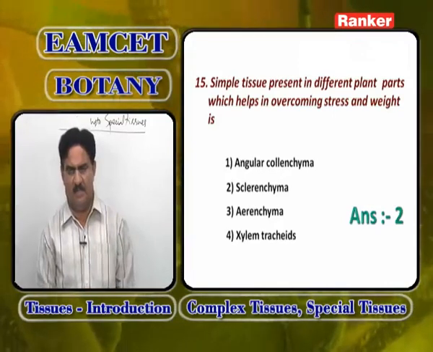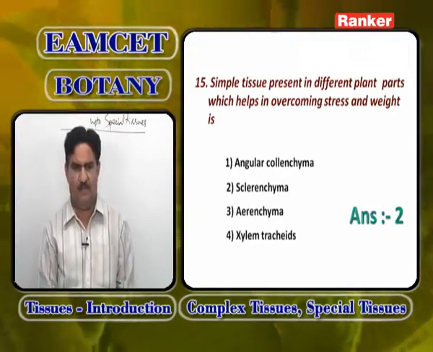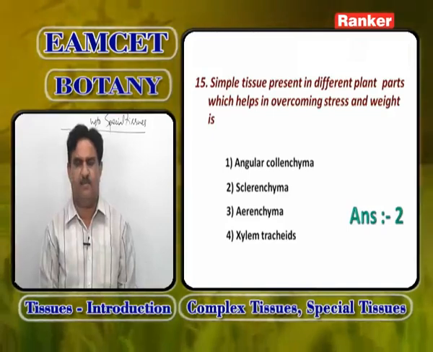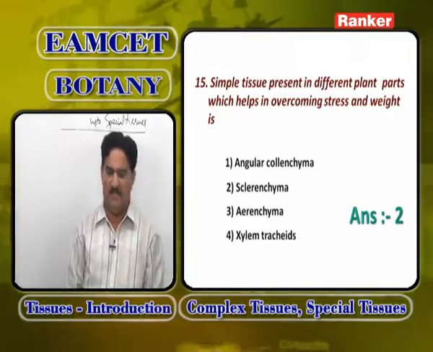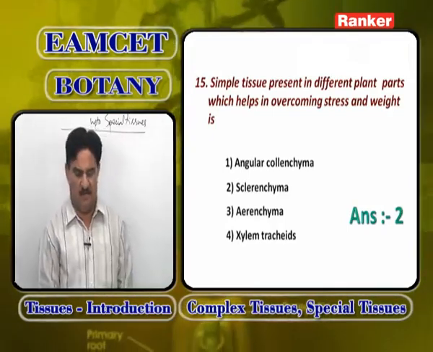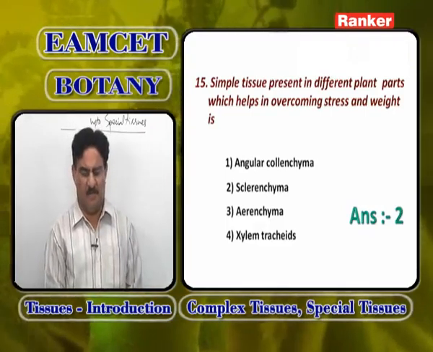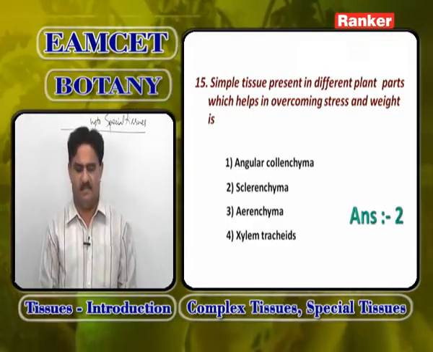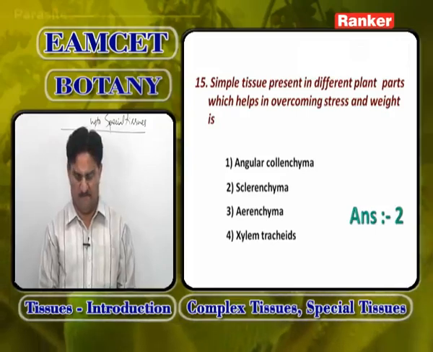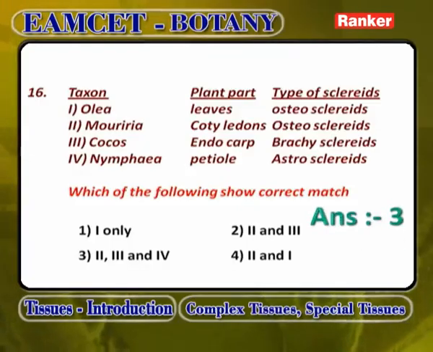Simple tissue present in different plant parts and helping in overcoming stress and strain and weight, whatever it may be, is sclerenchyma. It is not angular collenchyma, it is not aerenchyma, it is not sclerum tracheides, but it is sclerenchyma. Olea, Mauritia, Coccus, Nymphaea. Leaves, cotyledons, endocarp, petiole.